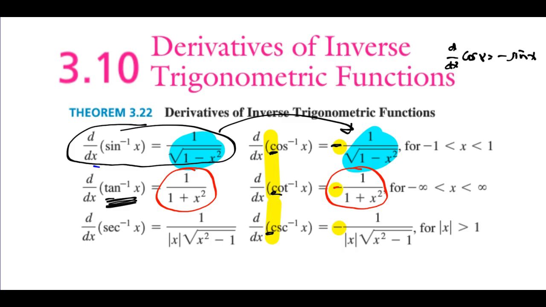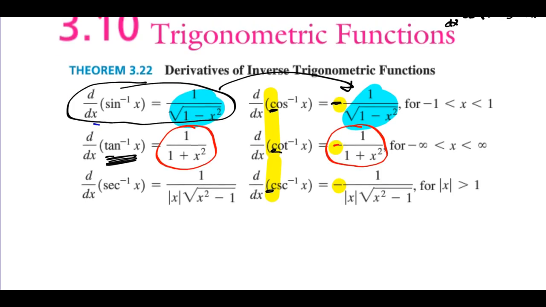And then for secant inverse, the way I remember it, and you can come up with flashcards or whatever works best for you, is this. Students usually get confused about whether it's 1 minus x squared or, down here, x squared minus 1.